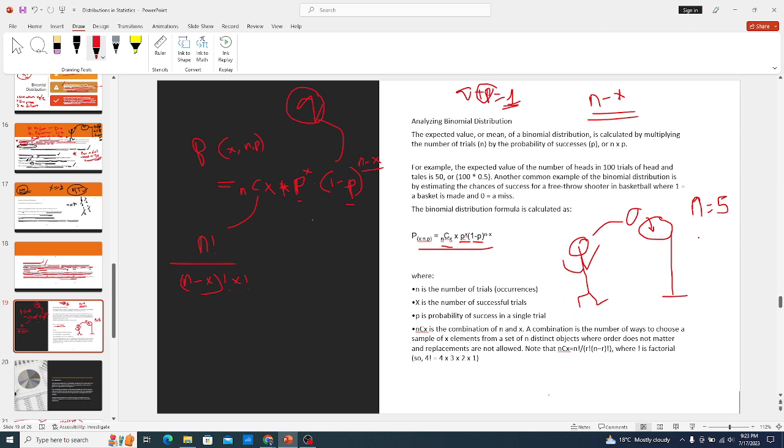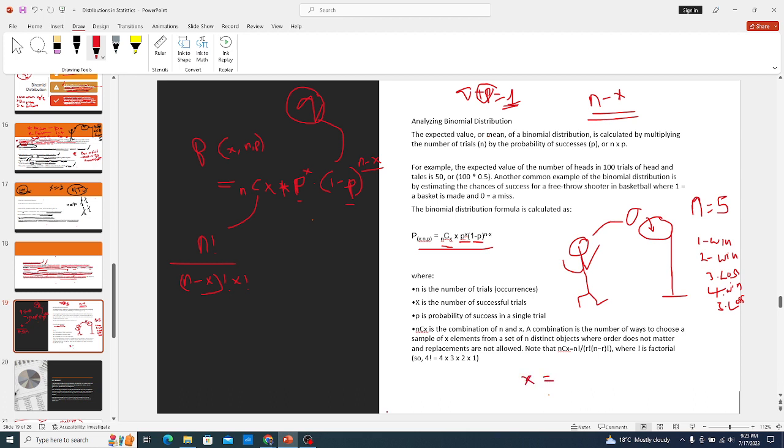So the first trial she wins. Second trial maybe she wins. Third trial she loses. Fourth trial she wins. Fifth trial she loses. So in this case, what is x?